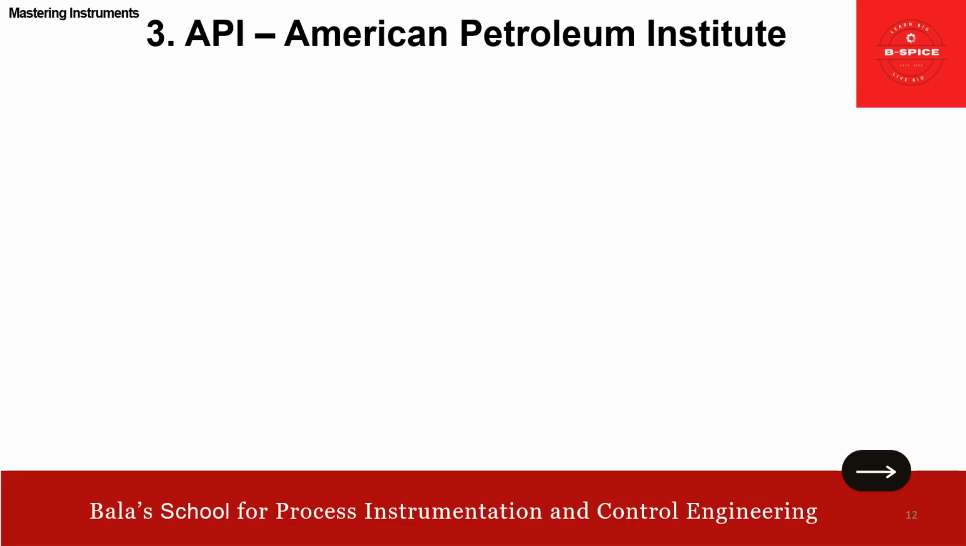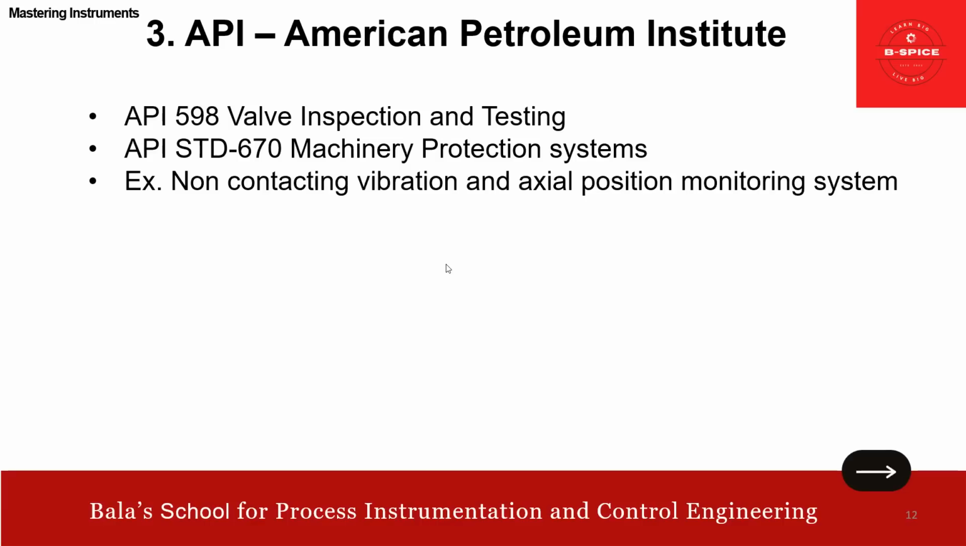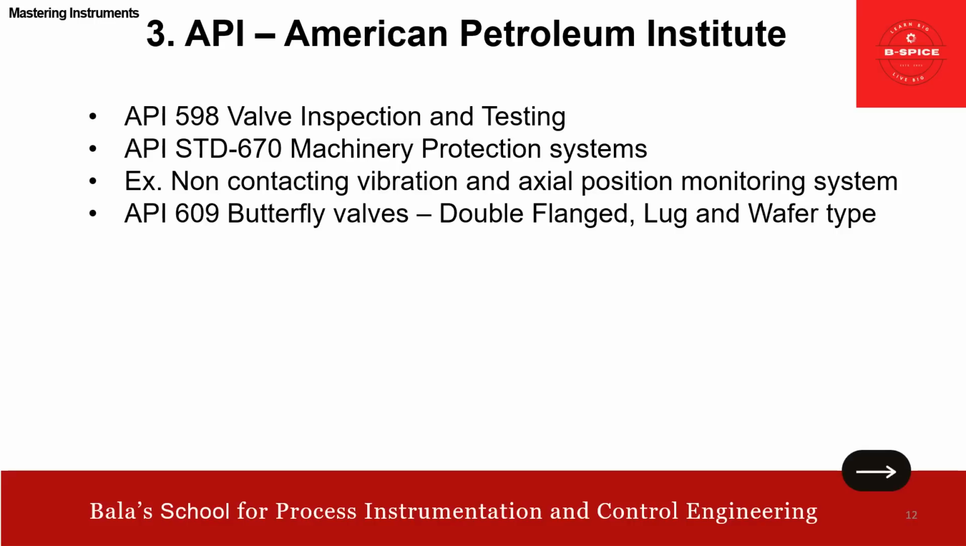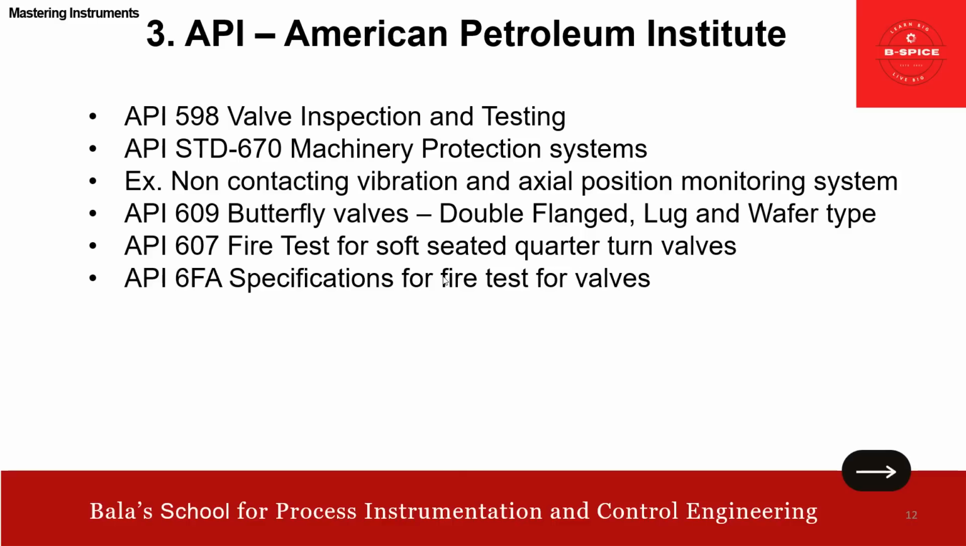Okay, friends? Then a few more. API 598 is for valve inspection and testing. API Standard 670, machinery protection system, for example, non-contacting vibration and axial position monitoring system. API 609 talks about butterfly valves, whether double flange, lug, or wafer type. API 607 talks about the fire test for soft-seated quarter turn valves. API 6FA, specification for fire test for valves.